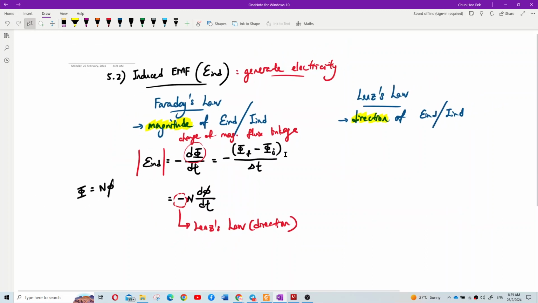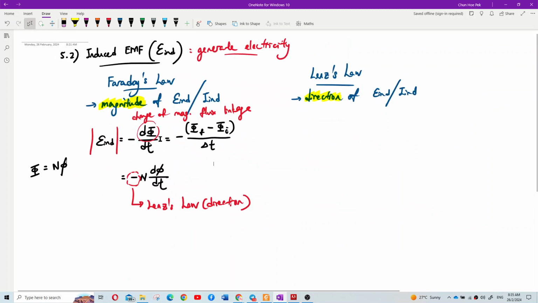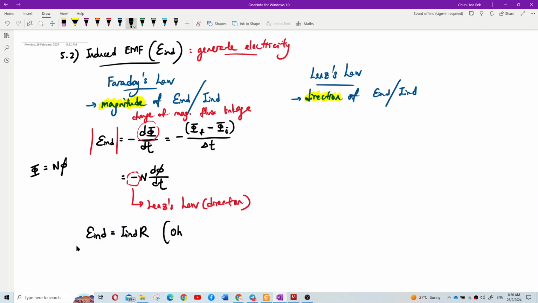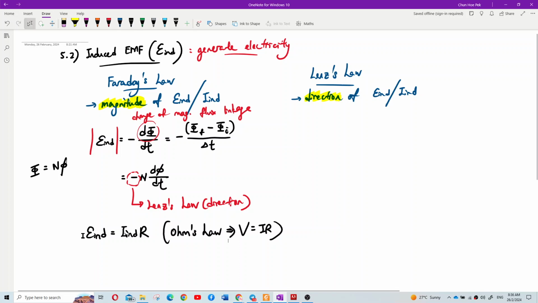So here Faraday is talking about if there is a change in magnetic flux or magnetic flux linkage, then you will produce EMF. And one more thing: once you find the induced EMF, you can find the induced current, that means the current generated. This is based on Ohm's law, which is V equal to IR. So E equal to IR.